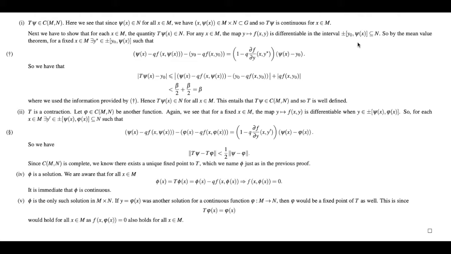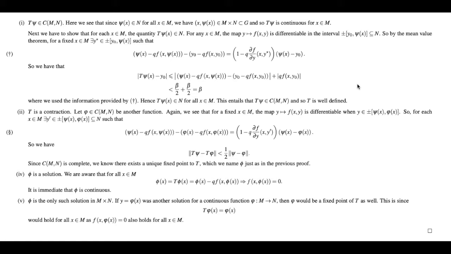and we know that since psi of x lies in N, the interval y0 comma psi of x is also contained in N. And whenever we have an interval contained in N, its y values correspond to a set of pairs x and y that is contained in the open set G, because we formed a rectangle x naught minus delta to x naught plus delta, and y naught minus delta to y naught plus delta.